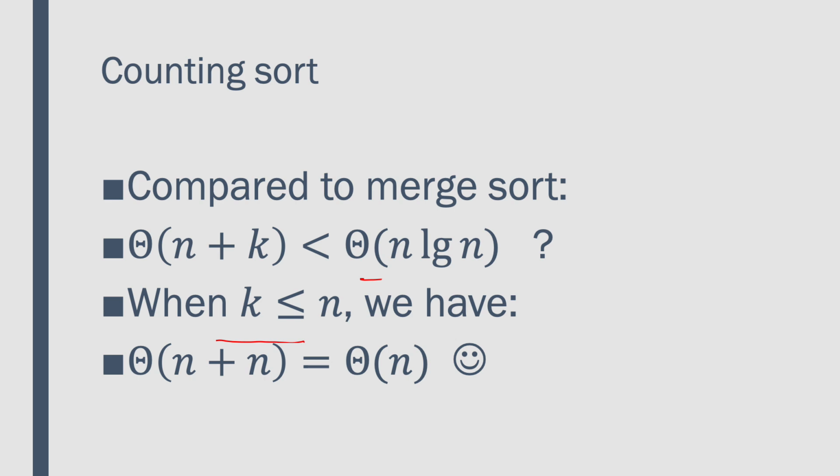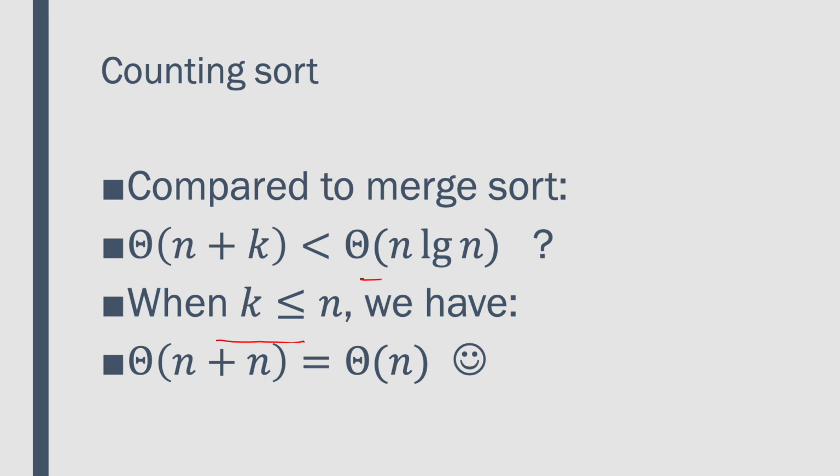Okay, so if we compare the time complexity for merge sort and counting sort, the best case, average case and worst case time complexity for merge sort is big O n log n, as we also learned in our previous lecture. And the comparison boils down to this question: is counting sort faster or not?